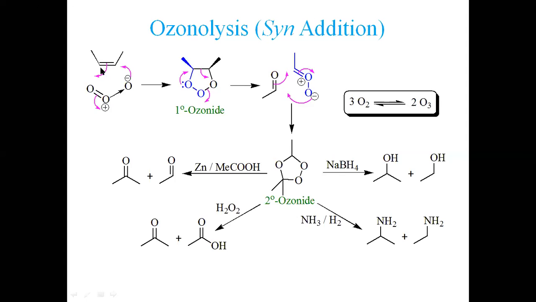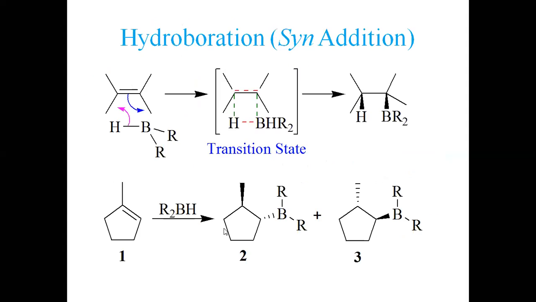Ozonolysis is very useful. It is a syn addition, but the product it gives is not stable. It results in the formation of two units, which further form the secondary ozonide, and the secondary ozonide we can quench with different reagents to form a variety of different compounds. Likewise, I have highlighted it. The other one I am interested in presenting is hydroboration.